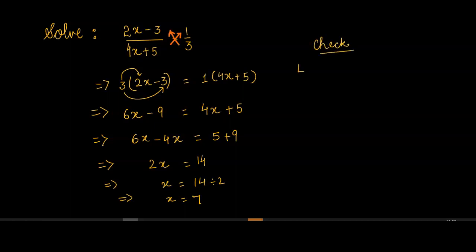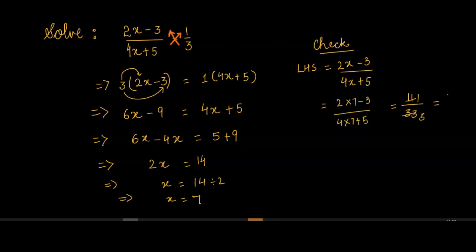First, let us take the LHS, which is (2x minus 3) over (4x plus 5). Let's put the value of x: 2 into 7 minus 3, 4 into 7 plus 5. 14 minus 3, 11, divided by 28 plus 5, 33, which simplifies to 1 by 3, which is equal to the RHS. So I hope it is clear.